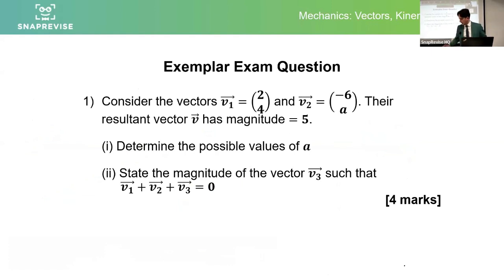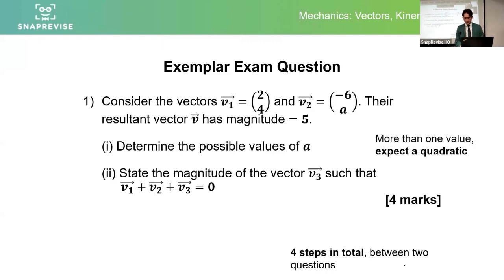Right, now we're going to look at this exam question. I think we'll just whiz through this together to start with, and then we'll get further into the mechanics content. So consider the vectors. V1 is 2, 4, and V2 is minus 6A, minus 4, 4 plus A, and it says determine the possible values of A. So part A, determine the possible values of A, and state the magnitude of the vector V3 such that that is the case.